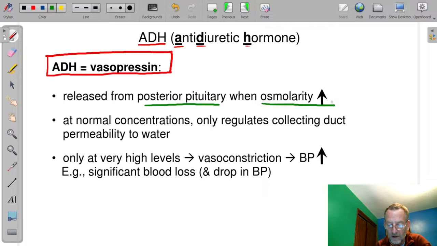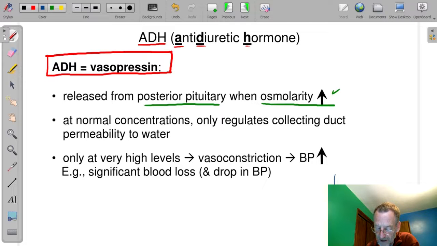We just went through that. It's the osmolar receptors in the hypothalamus that check the osmolarity. Now, at normal concentrations, this is just sort of a day-to-day regulation of water balance. ADH only regulates water permeability in the collecting duct, as we've seen. So you might think in terms of something like this.